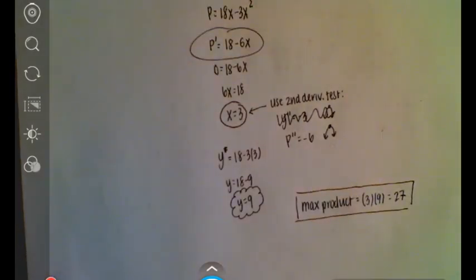So that's the idea for the optimization problems. Like I said, definitely go back and look at your notes and look at the other types of problems that we did to help you with the rest of the practice set. And then let me know if you have any questions.